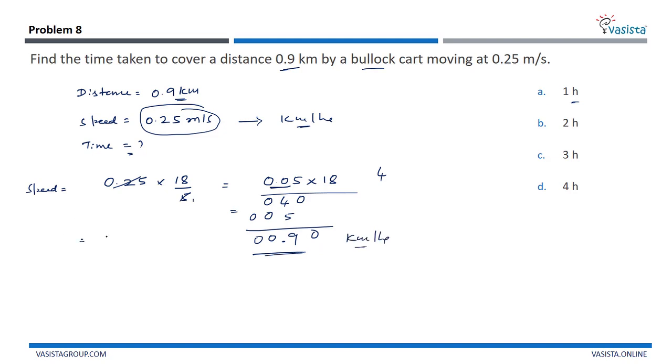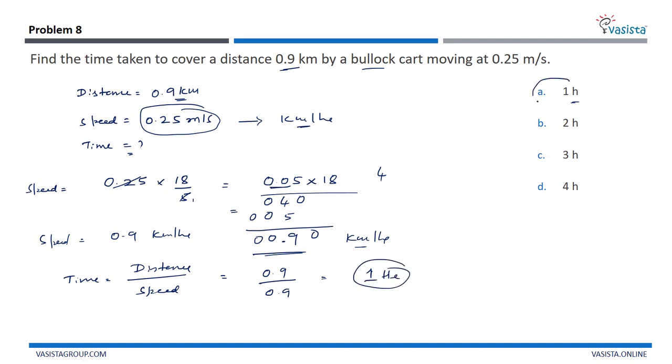Now what happens? Speed is equal to 0.9 kilometer per hour, right? And the distance is how much? 0.9. So time is equal to what? Distance divided by speed. What is the distance? That is 0.9. What is the speed? That is also 0.9. So this is going to be 1 hour. The answer here is 1 hour.